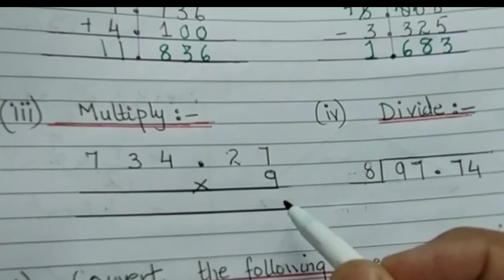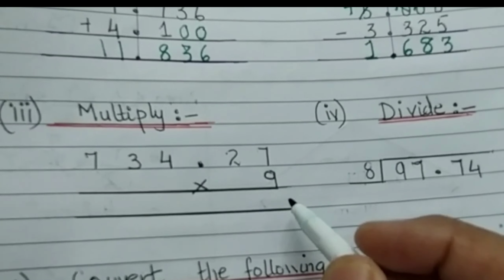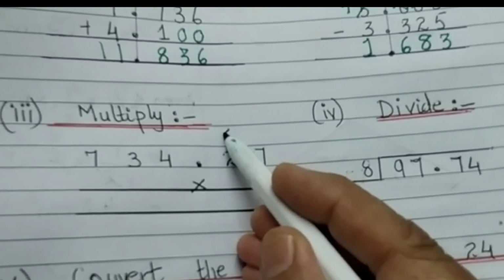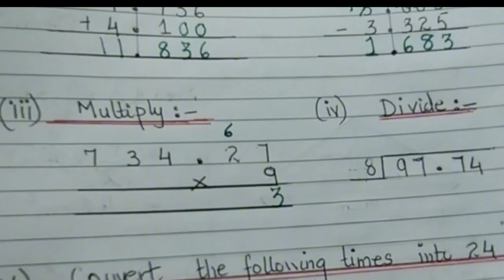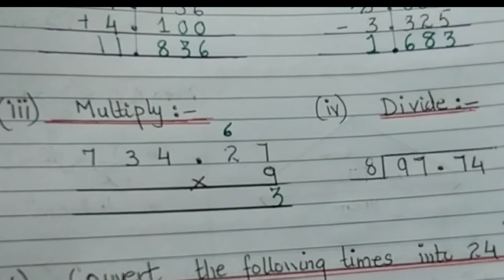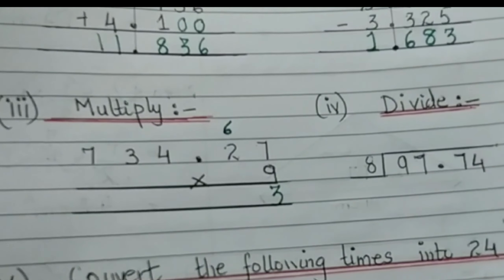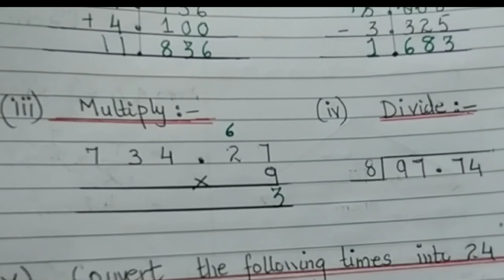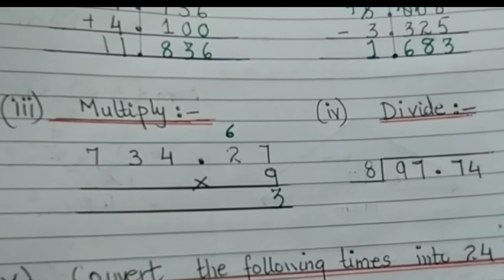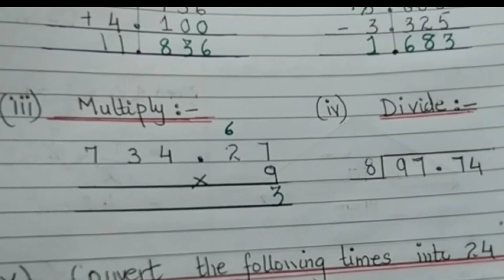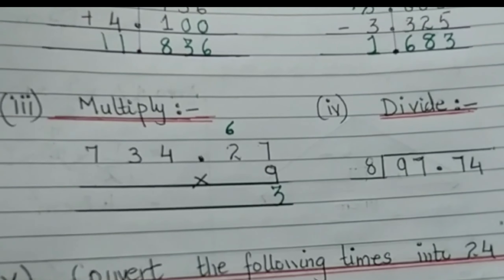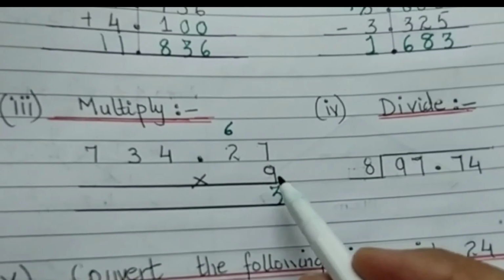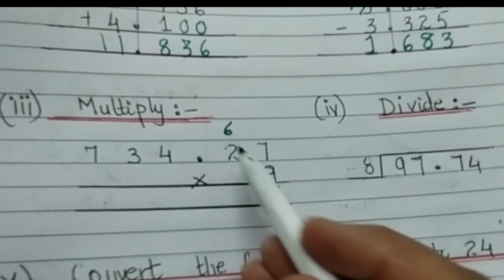9 sevens are 63. I will write down 3 here and my 6 goes up. Children, let me remind you, you will not learn tables and then you will go wrong. Even though you're smart at your maths, but the tables are not memorized well and then it may cause troubles. Okay, so make sure to learn your tables very well. Okay? All right, so 9 sevens are 63, 6 goes up.